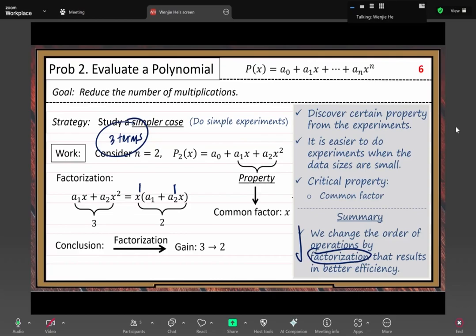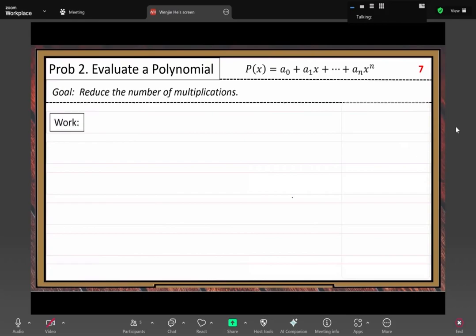Let's keep going along this direction. Let's explore this idea. Or let's generalize this idea to our general case, because in the general case, our n is a general number. We need to get to our destination. Question: how can we generalize this idea to general n? We have to do that. That's our goal. Now we need to do the generalization. The goal: reduce the number of multiplications.